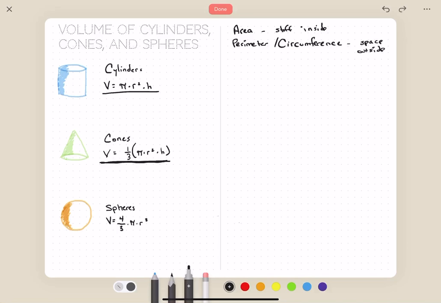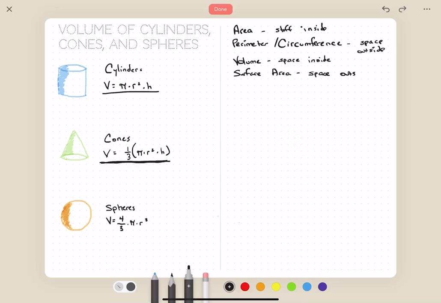Now with three-dimensional figures, we're talking about volume. So area matches volume, and volume is again the stuff or the space inside. How much capacity can be put inside of whatever shape that you have. A mug, how much coffee can fill your mug. And then surface area is just like the perimeter or the space outside.